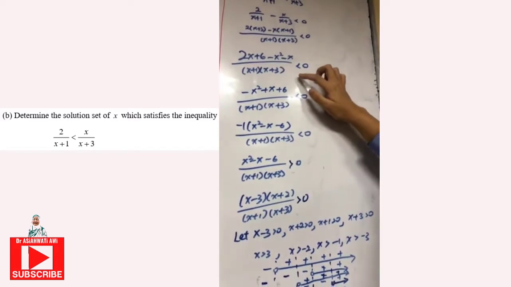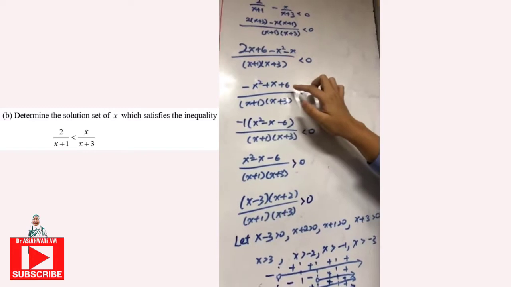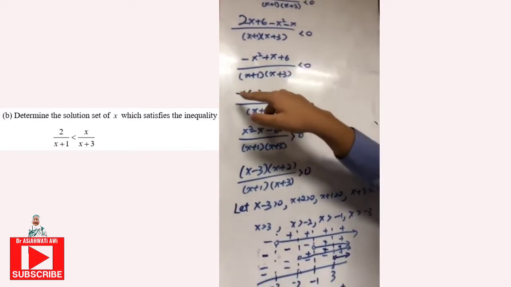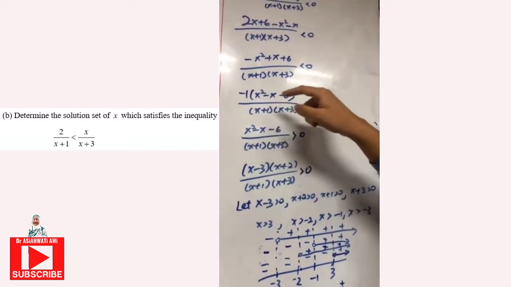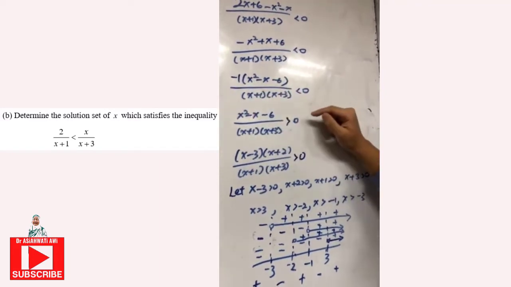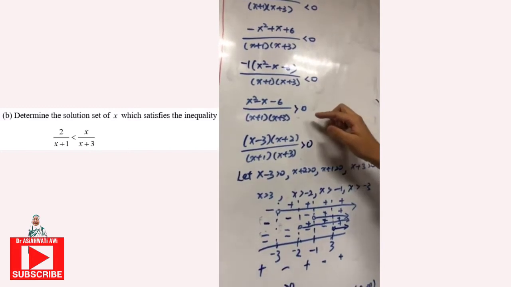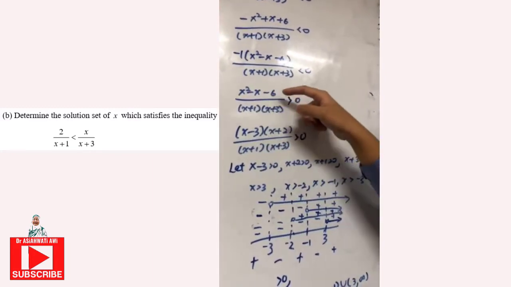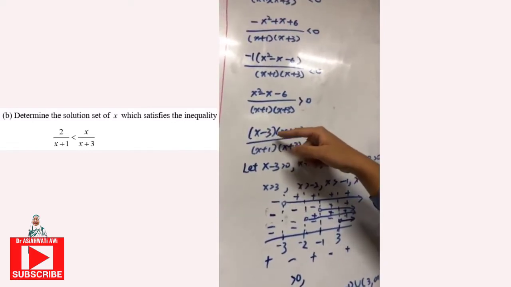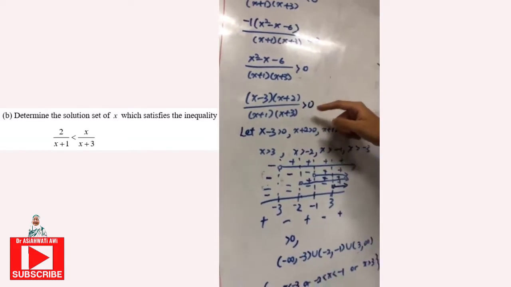Then we will get negative x squared plus x plus 6 on the top, and we factorize the negative one out. Then we bring the negative one to the right, and so we change the sign. So now we factorize this quadratic equation, and we get x minus 3 times x plus 2, divided by x plus 1 times x plus 3, greater than 0.